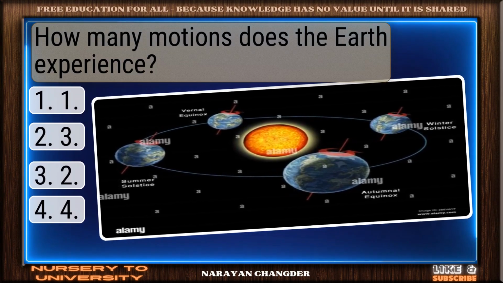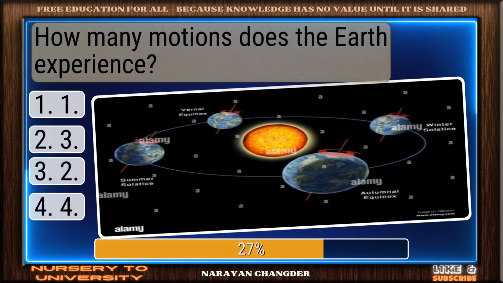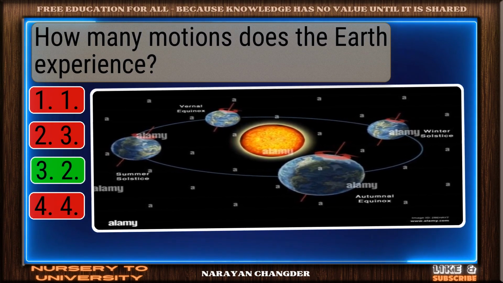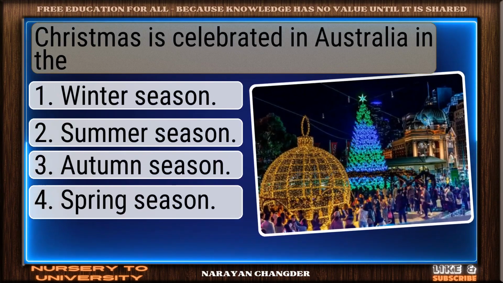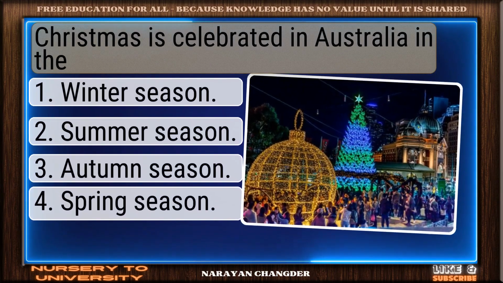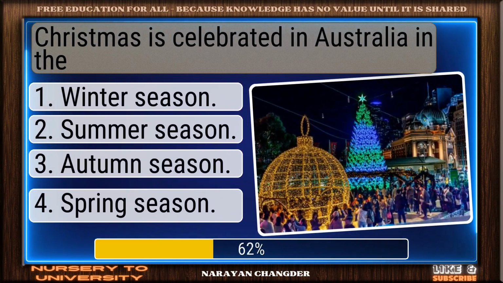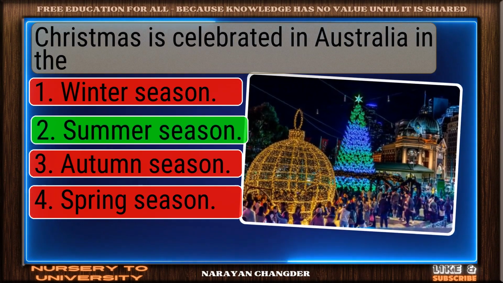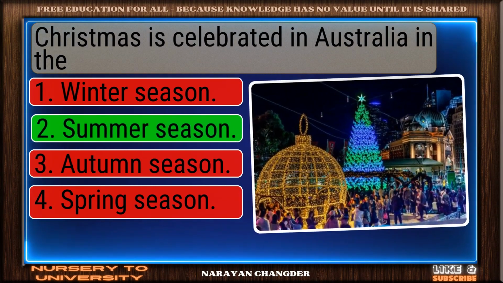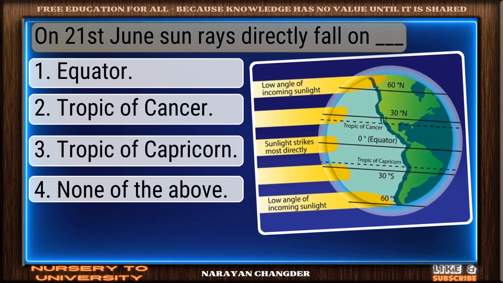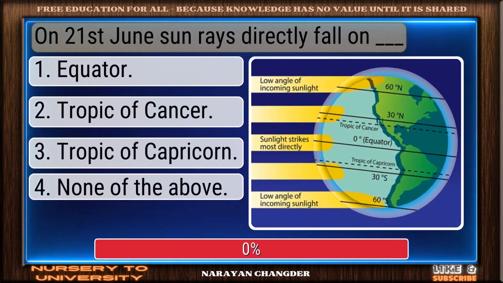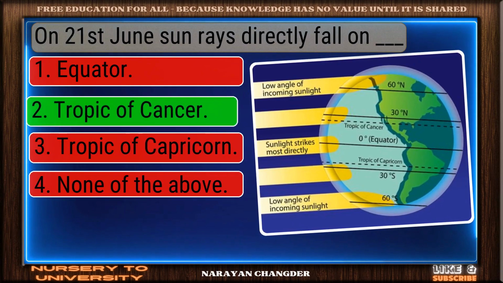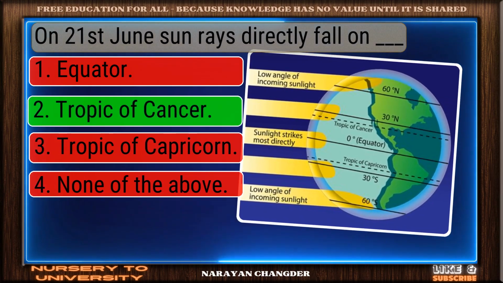How many motions does the Earth experience? Well picked. 2 is the correct answer. Christmas is celebrated in Australia in the... Great thinking. Summer season is the right choice. On the 21st June, sun rays directly fall on dash. Smart move. Tropic of Cancer is an accurate answer.